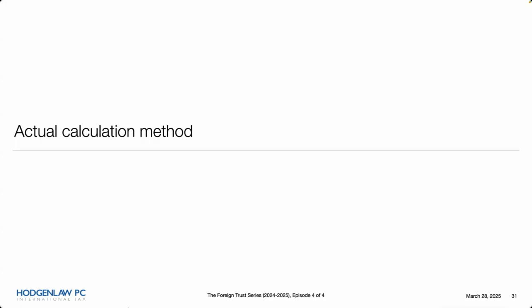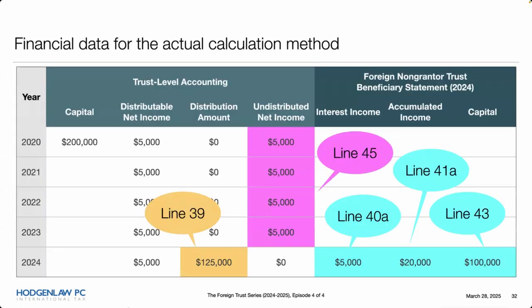Now let's look at the contrast for the actual calculation method. And again, this means that the trustee delivered an on-time foreign non-grantor trust beneficiary statement. And we have here where the data comes from again. So 125,000 is going to go to the distribution.